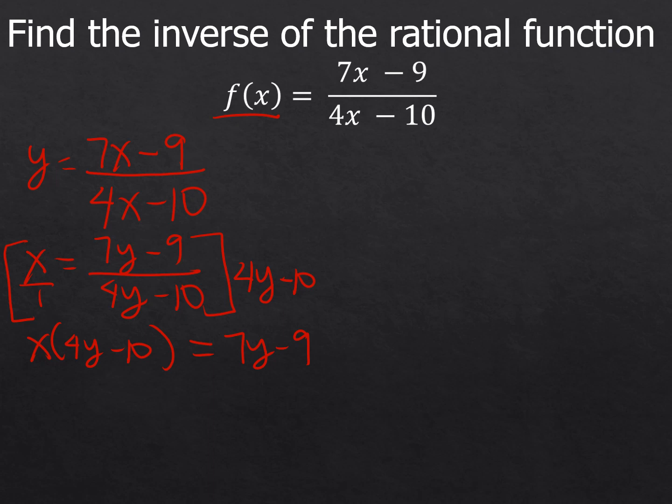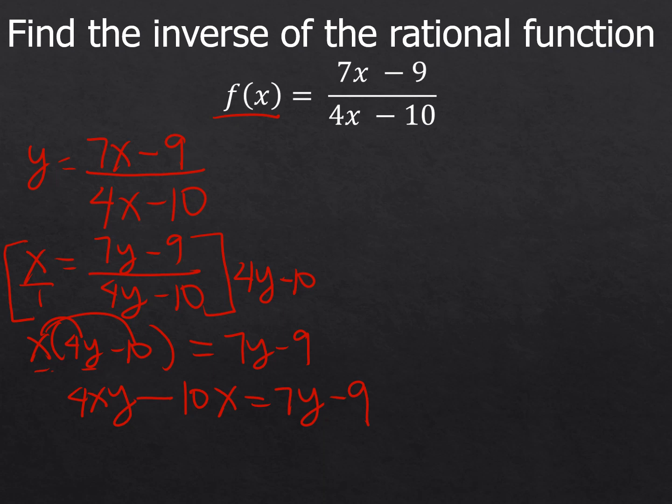Now we need to distribute x inside the parentheses. So x times 4y is equal to 4xy. Then x times negative 10 is negative 10x. Equals, bring down 7y minus 9.